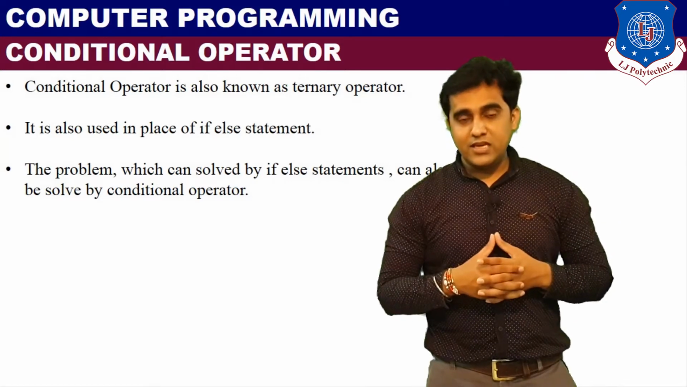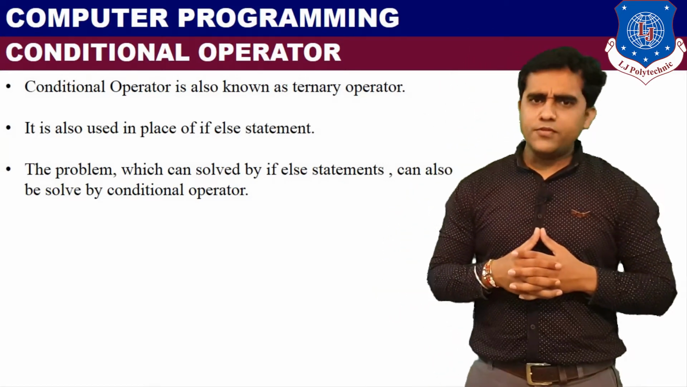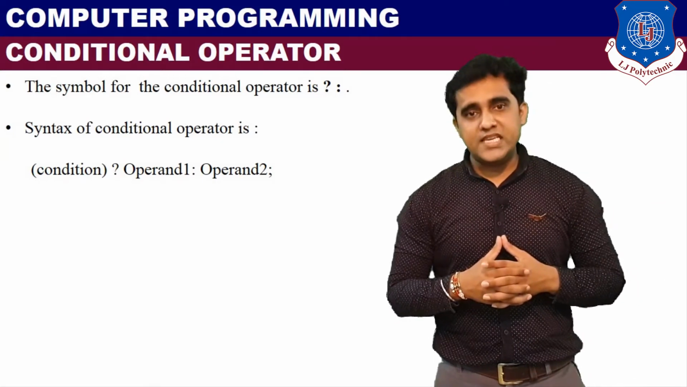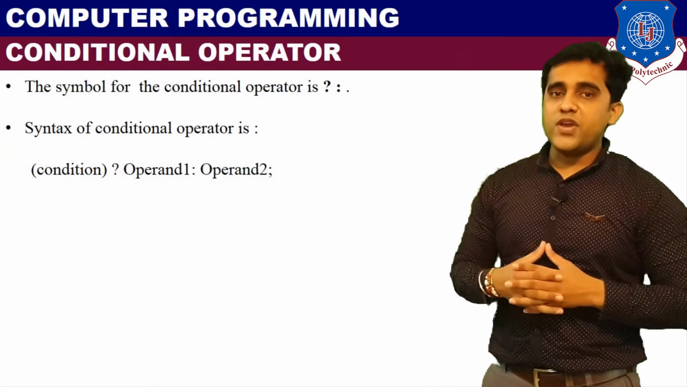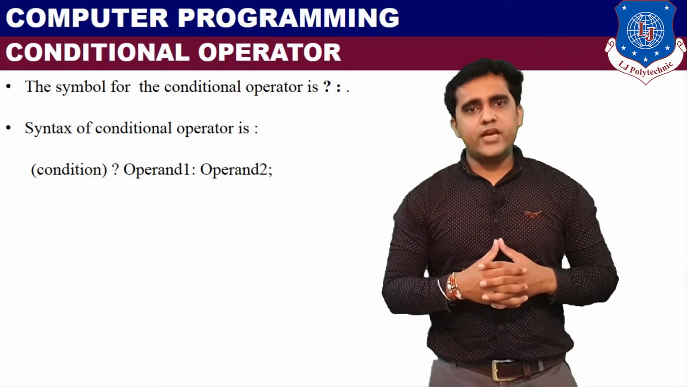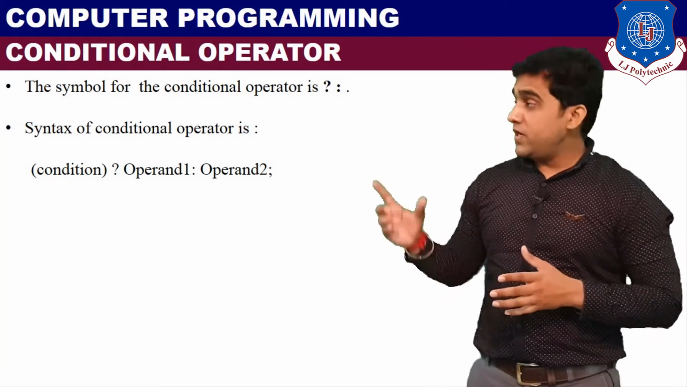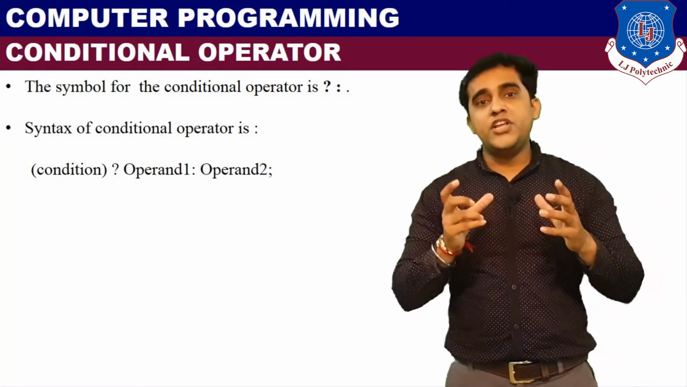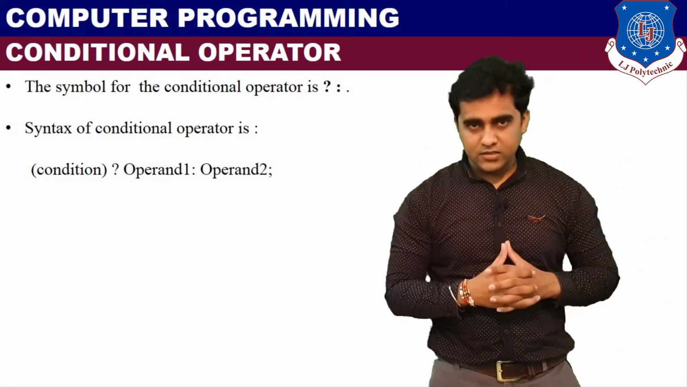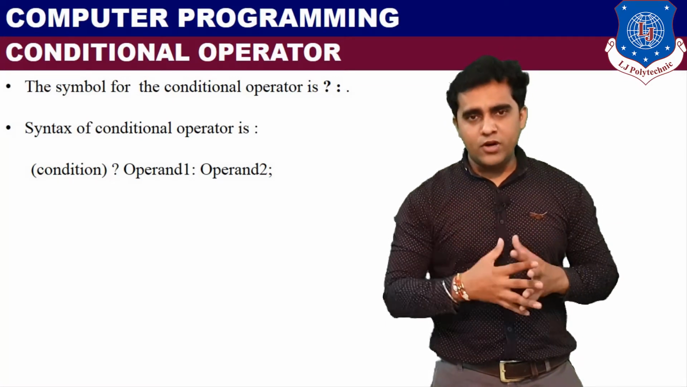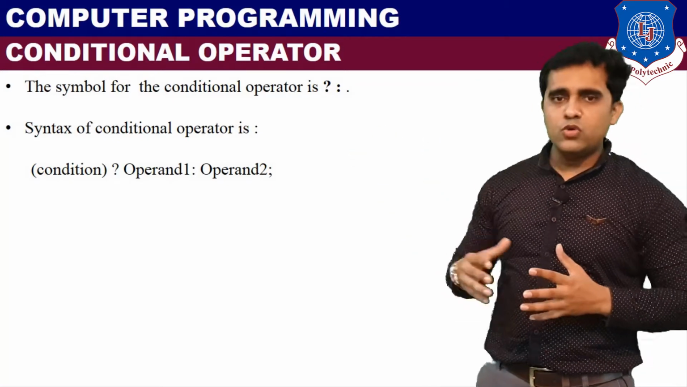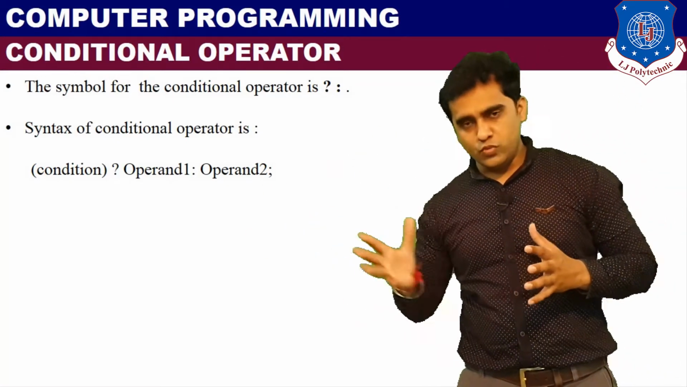Now let's see how it works. First of all, the symbol for this conditional operator is question mark and colon. About syntax, first we will write the condition, then we will put question mark, and then operand 1 colon operand 2. Either we will put value 1 colon value 2.